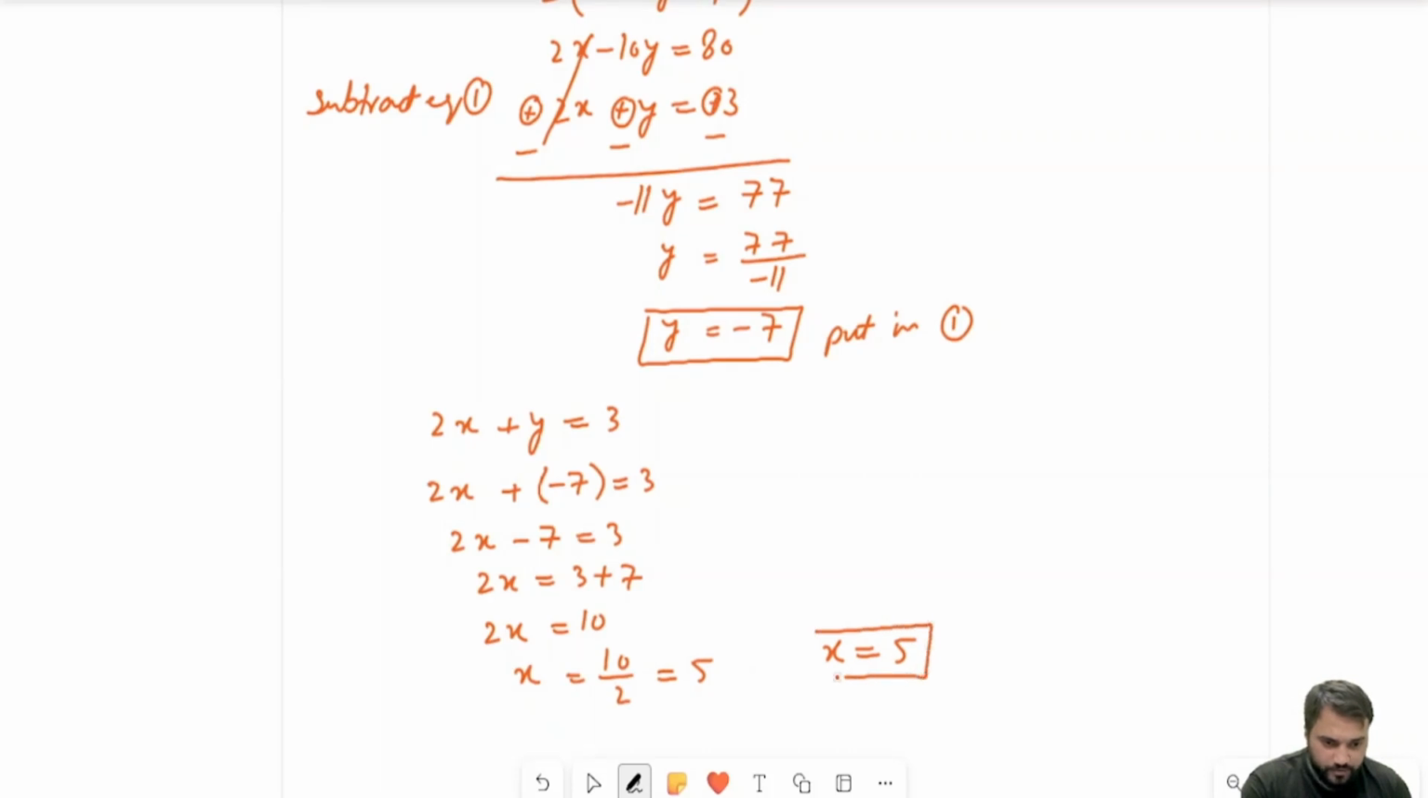And how can you say that these are our answers? You can put these answers in equation 1 and 2 in order to check either these are correct or not, and you will find them correct.